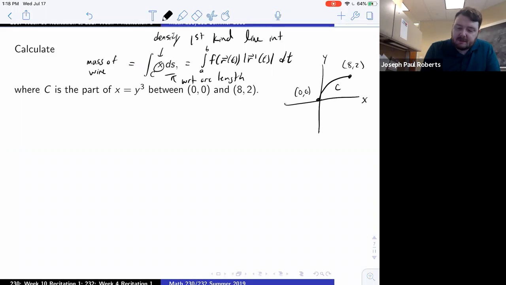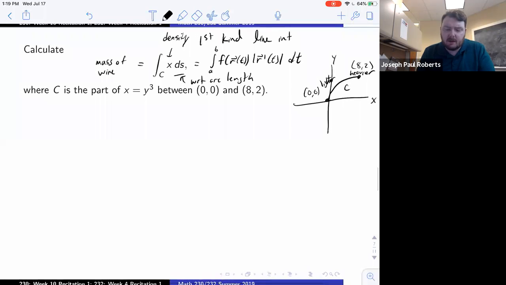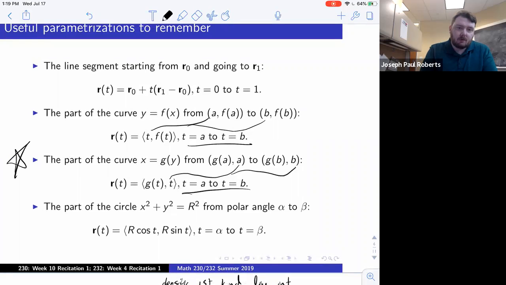It looks like the density is x, so it's lighter here when the x value is smaller, and then heavier over there when the x value is bigger. Our goal is to figure out the total mass of this wire, where it seems like it's heavier towards the right-hand side, according to that density function. Okay, so it's all about getting our hands on r of t.